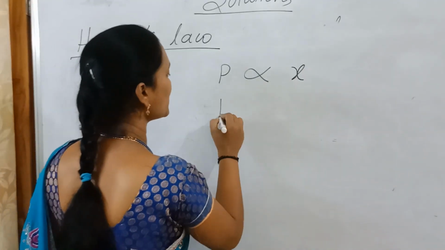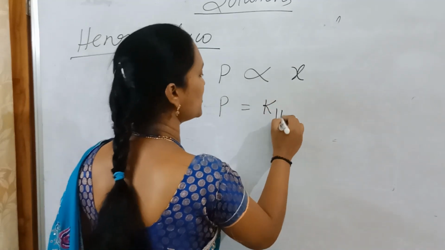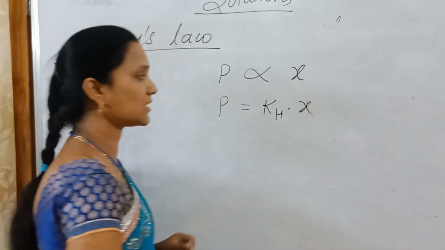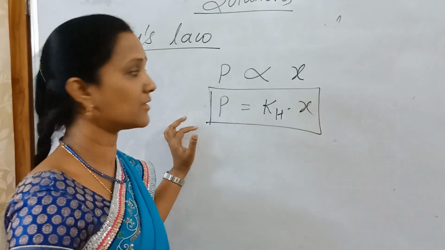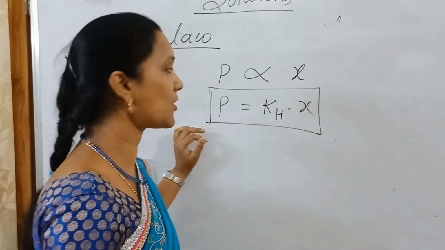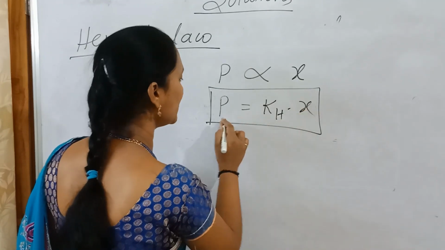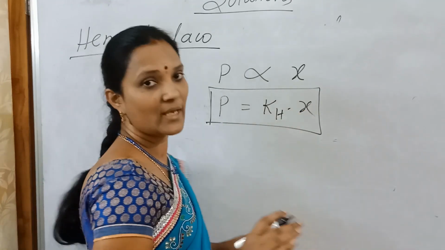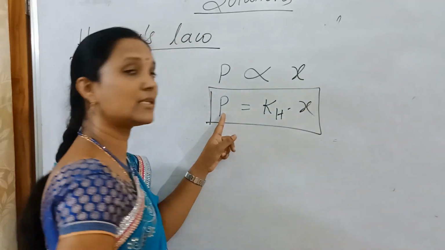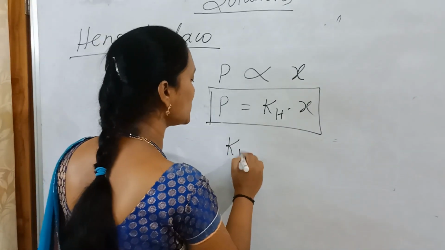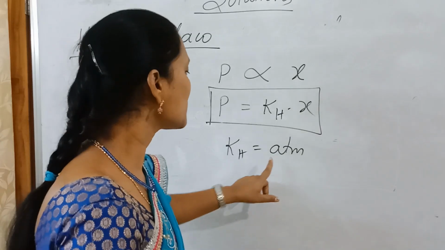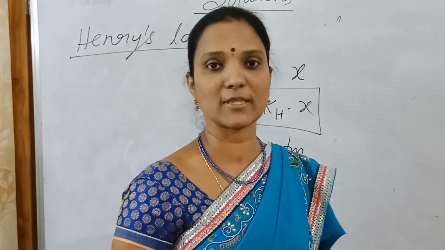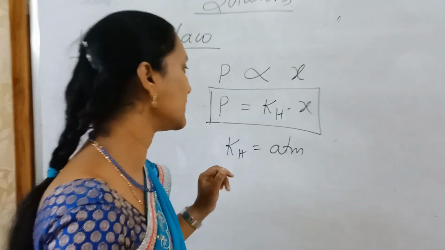Now remove this proportionality. P is equal to Kh into X. Here Kh is Henry's constant. So what are the units of Henry's constant? Bring this here, P by X. X has no units. Pressure units are atmosphere. Nothing but Kh units are atmosphere. Atmosphere or Pascal, like that we can use. So what are the units of Kh? Atmosphere. So in the problem they will give atmosphere.